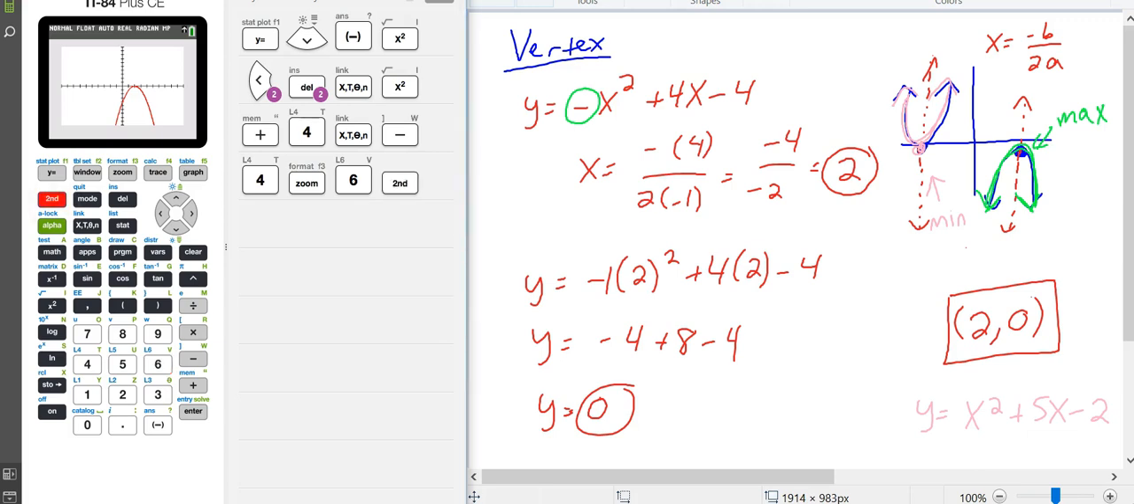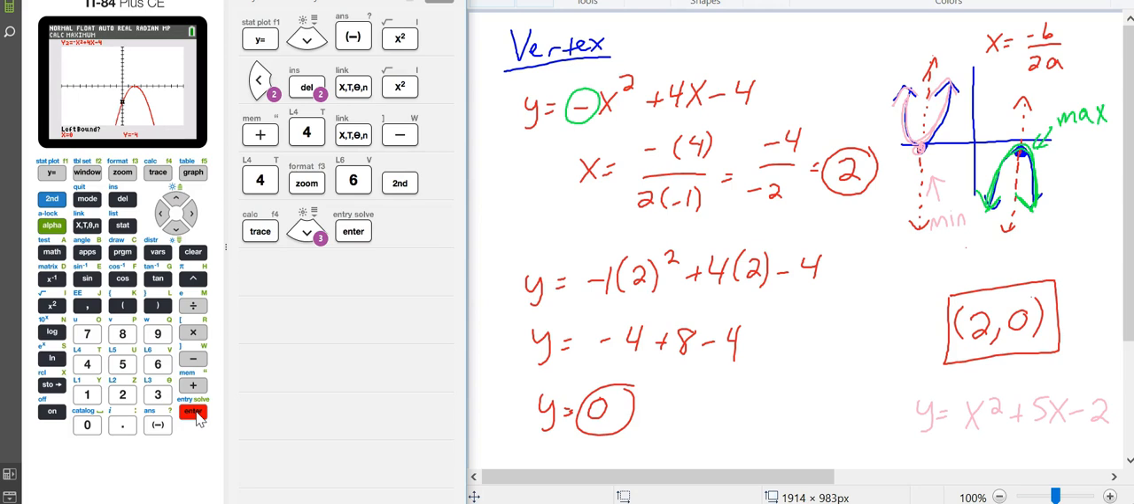Whenever you click on the second button, if you see when it's not clicked, it's in blue. You're activating the little blue words above each button. So we want to go into this calc menu. So we're going to click the second button and then trace. Scroll down. We have to choose either minimum or maximum. We already decided that we have a maximum, so we click maximum.